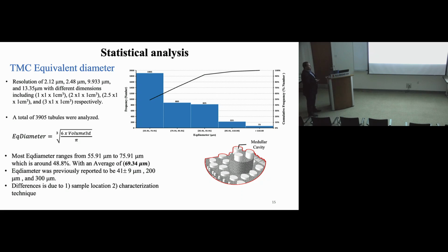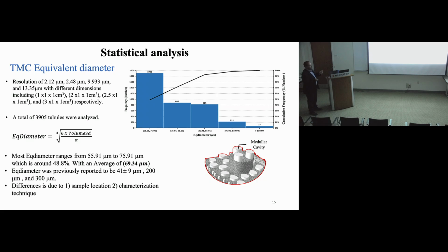As I mentioned before, one of them is 41 plus or minus 9, and the other one was 200 micron, and the other one is 300 micron. So this variation in the analysis is what leads us to do something like that, to make sure that this is the right way to do it. And this variation could be due to some reasons.